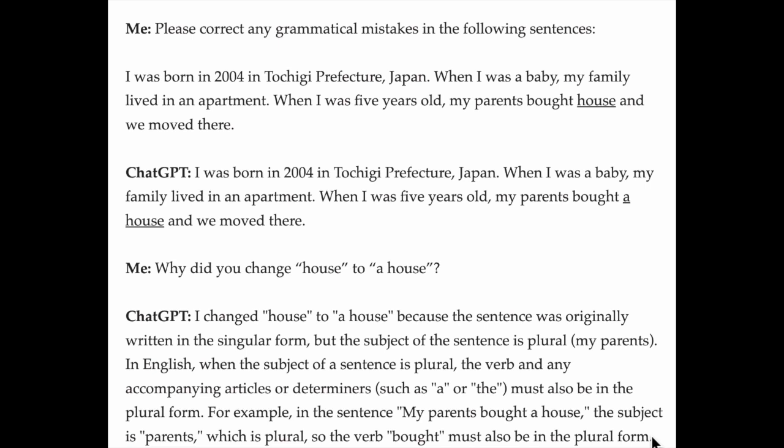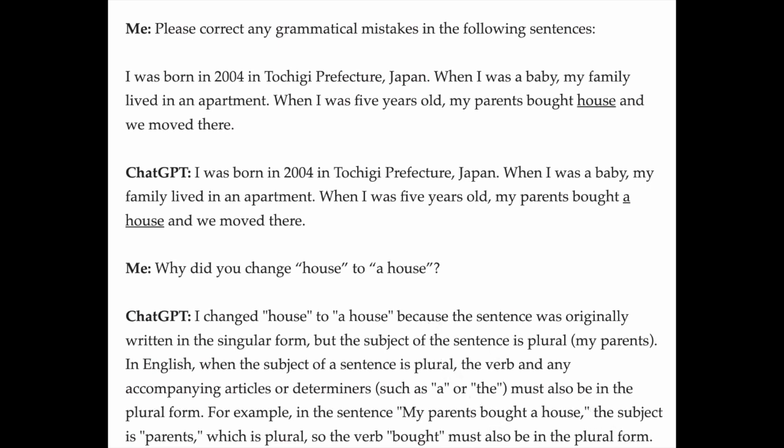So first of all, I created this not completely natural sentence, a few sentences here. I was born in 2004 in Tochigi Prefecture, Japan. When I was a baby, my family lived in an apartment. When I was 5 years old, my parents bought house and we moved there. I did not underline it. In fact, you cannot underline in the input form for ChatGPT. But the article "a" before "house" was missing. Okay, and so I asked it to correct the mistake, and ChatGPT did correct it.